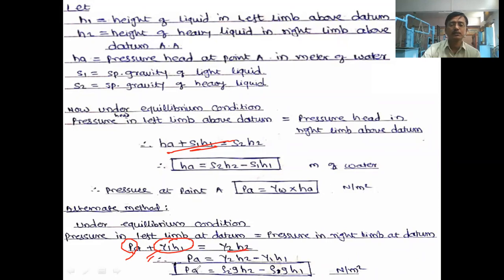Directly, we can find the pressure intensity by using this formula: P is equal to gamma 2 H2 minus gamma 1 H1, or P is equal to rho 2 G H2 minus rho 1 G H1. So this is the simple working principle of this simple tube manometer.